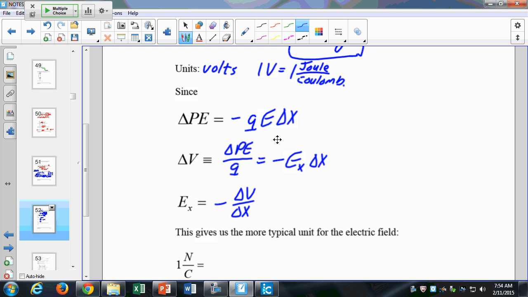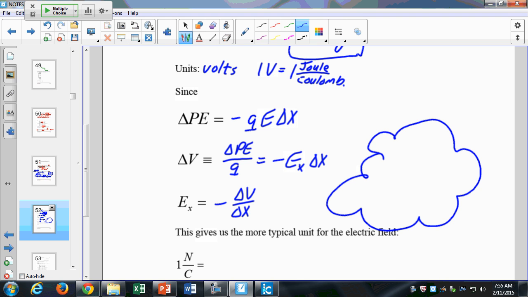So anytime I see a change in something over a change in something else, I can think of those deltas as d's instead of deltas, when we write a derivative. So I can say then that E_x is equal to negative dV dx, and later we'll introduce the concept of a partial derivative. This is a thought cloud, so it's not terribly relevant right now. But later, we'll introduce this concept of a partial derivative, which is a lot like a derivative, where our electric field is equal to the negative partial derivative of V with respect to x. And we'll do that towards the end of the chapter.